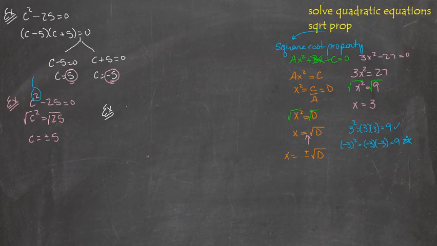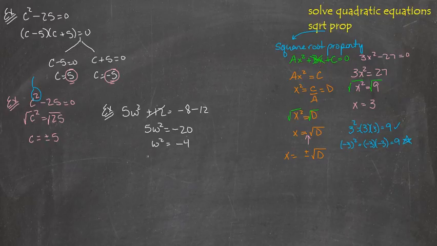Let's take 5w squared plus 12 equals negative 8. So the first thing I want to do is isolate the variable in its squared form. So I'm going to subtract 12 from both sides. So I get 5w squared equals negative 8 minus 12, right? So negative 8 minus 12 is negative 20. Divide by 5, so I get w squared equals negative 4.